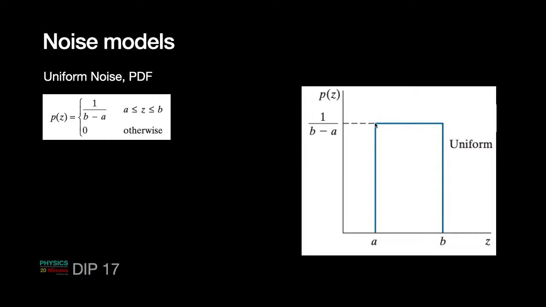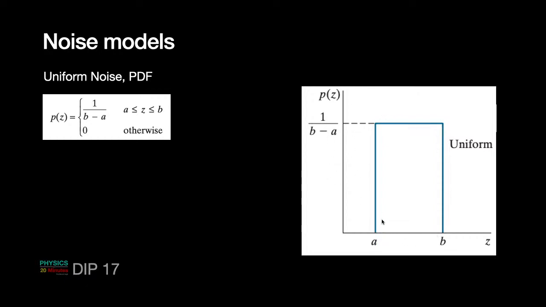What is the top part? You can see it's flat. What does it mean? It means that all the gray levels of noise which are between A and B have uniform probability of existence. So there is no variation over here. This kind of noise fluctuation is called uniform noise. Do remember that the area under the curve is still 1.